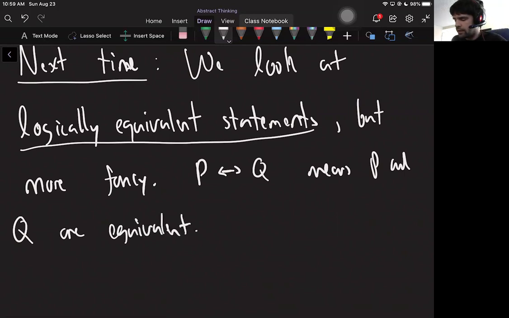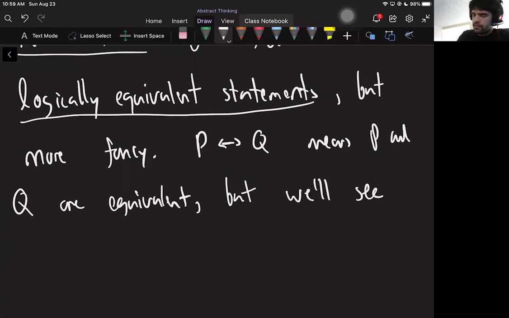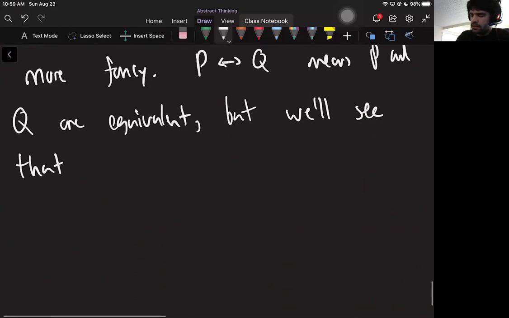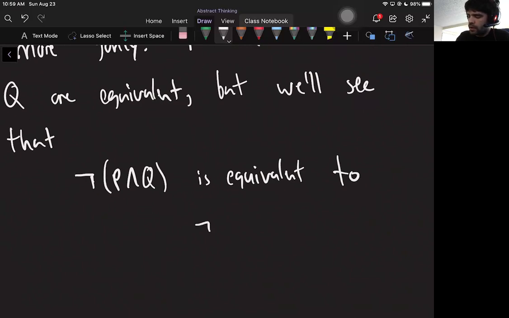But what we want to look at is when we have more complicated things. So we'll see something like this. So for example, I'm allowed to combine all my logical operators. So if I do something like this, it'll turn out to be the same as something else. And I'll just give it away, but next time we'll see why. But these 2 statements are logically equivalent.